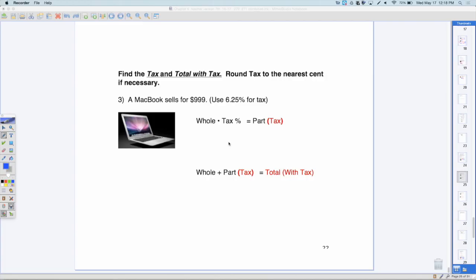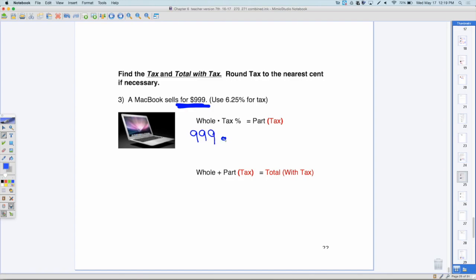Find the tax and total with tax, round to the nearest cent if necessary. A MacBook sells for $999. We're going to use 6.25% for the tax. The formula is the whole times the tax percent as a decimal is equal to the part, which is the tax. Once we find the tax, we're going to add it to the whole, and that gives you the total with tax. So the full price of your MacBook is $999.